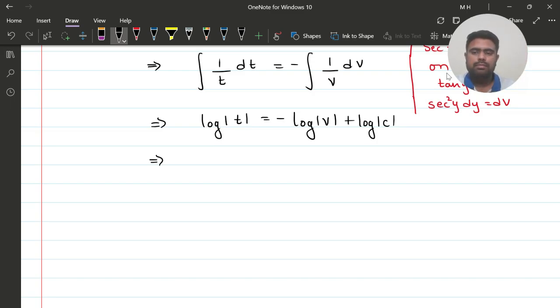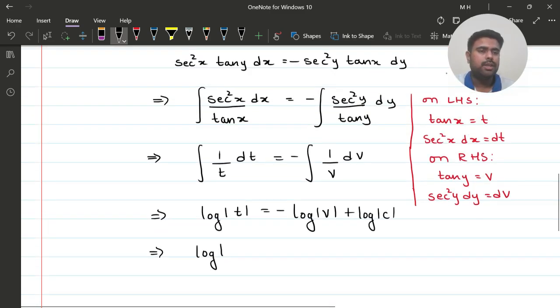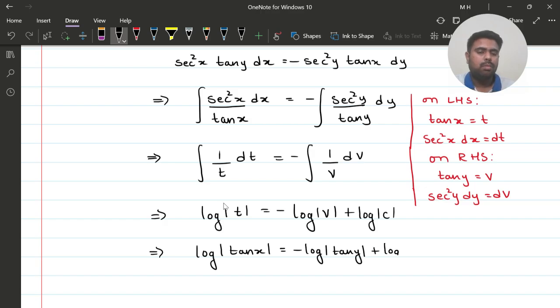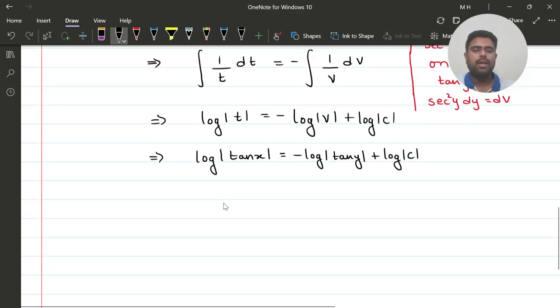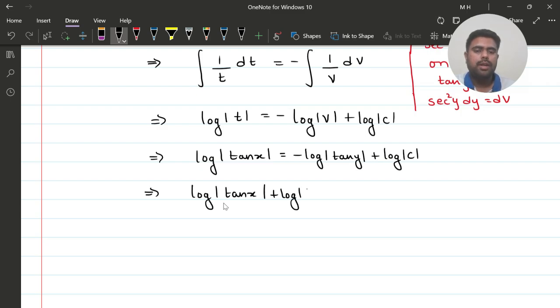So therefore, now what I'll do is log mod t, t is tan x, equal to minus log mod v, v is tan y, plus log mod c. Okay, so now taking the minus log to the other side, I will get log mod tan x plus log mod tan y, okay, equal to log mod c.